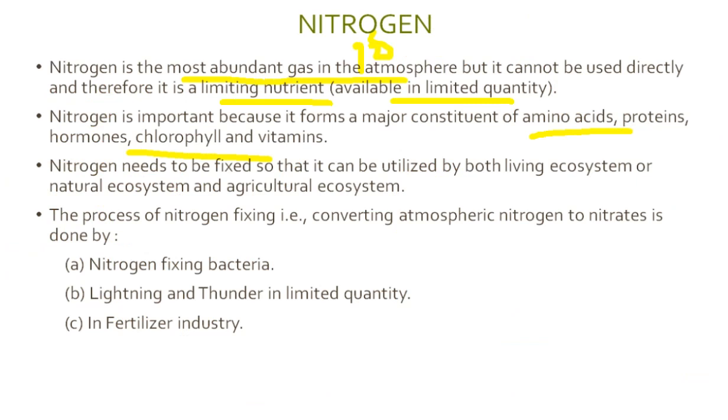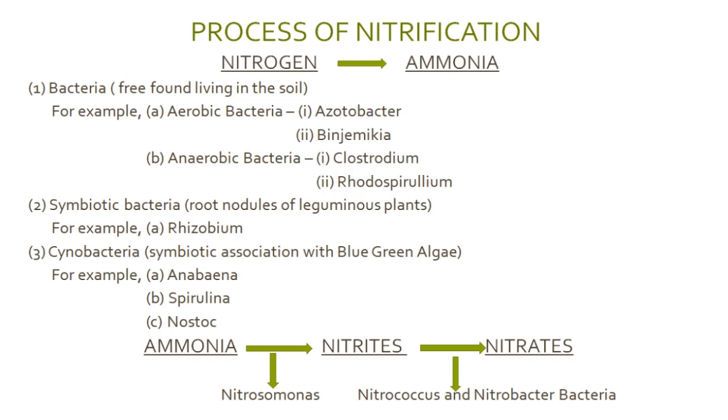It needs to be fixed so that it can be utilized by both living ecosystem or natural ecosystem and agricultural ecosystem. So the process of nitrogen fixing, that is converting atmospheric nitrogen to nitrates, is done by nitrogen fixing bacteria, lightning and thunder in limited quantity, and in fertilizer industry. So now let us understand how the atmospheric nitrogen is fixed, which is known as the process of nitrification. In this, nitrogen is converted to ammonia, which can be done in three ways.